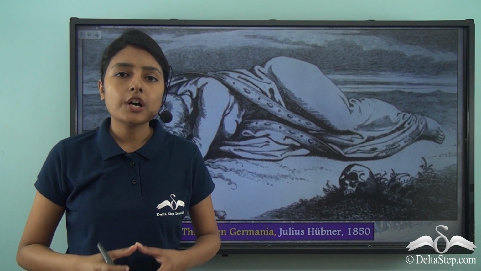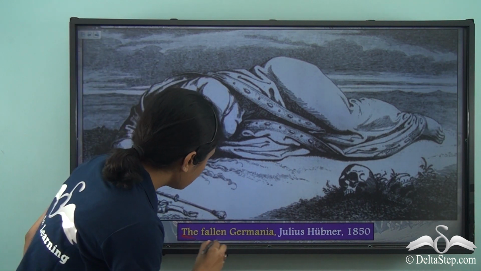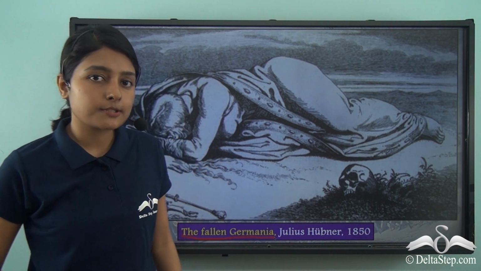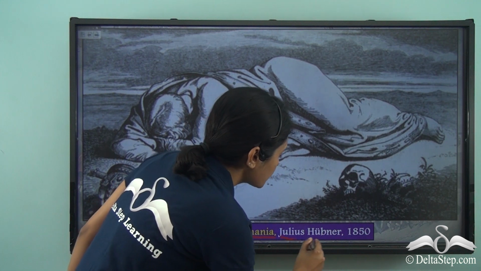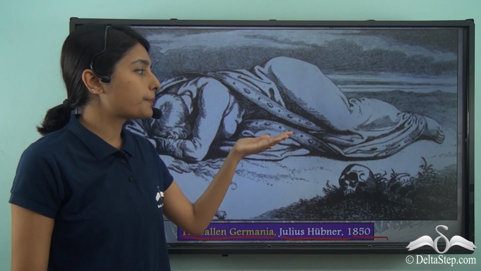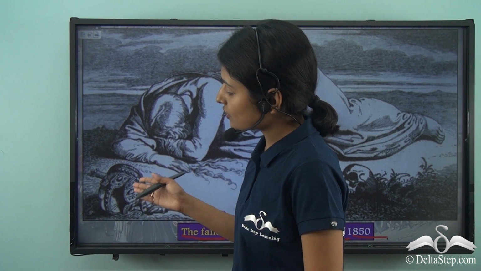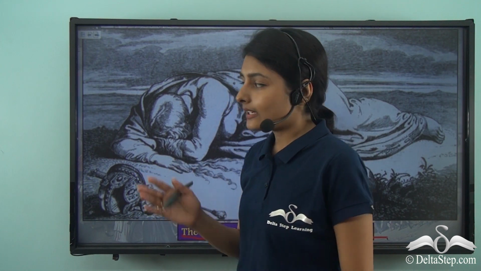As opposed to the image of Germania we saw a while ago, here we have the fallen Germania as she was painted by the German painter Julius Hubner in 1850. But why do you think Germania is shown in a prostrate condition like this, and her crown is also lying in the dust? It is as if she has given up all hopes.